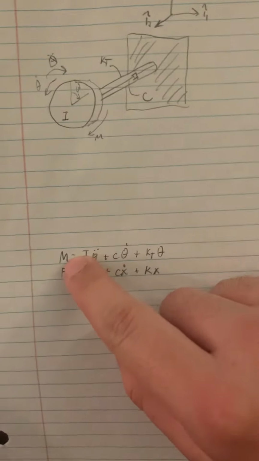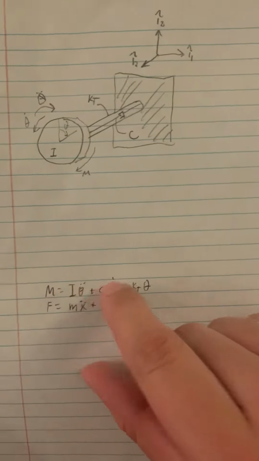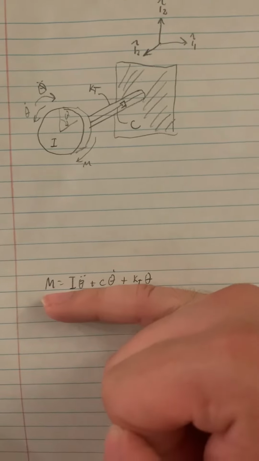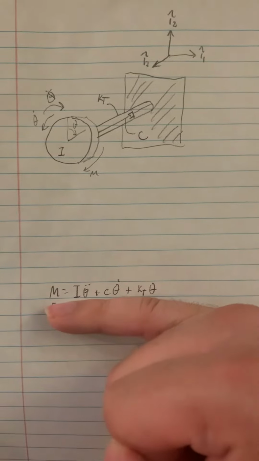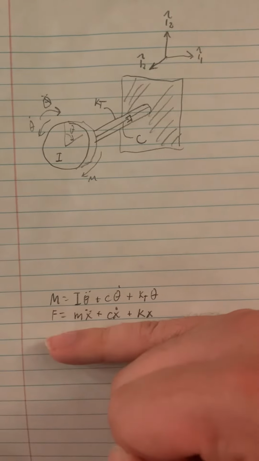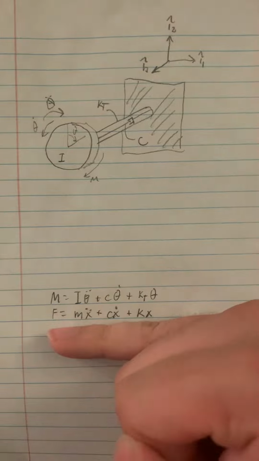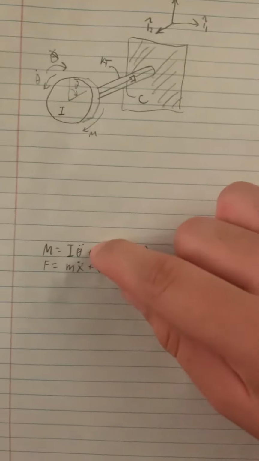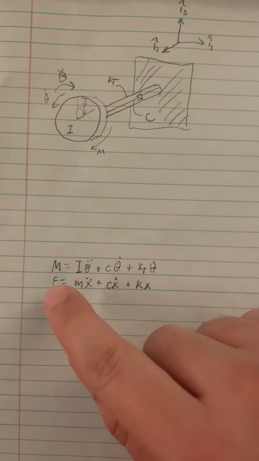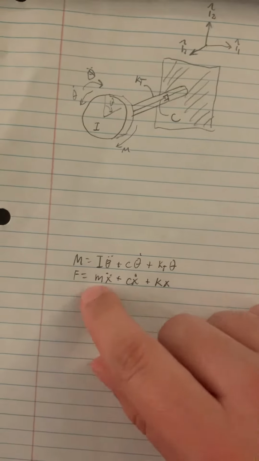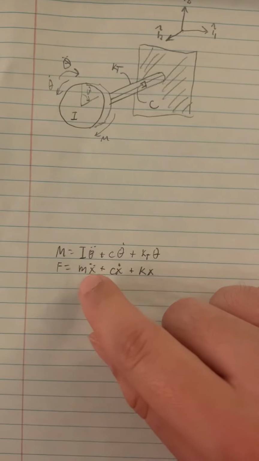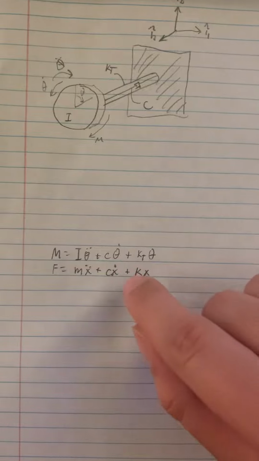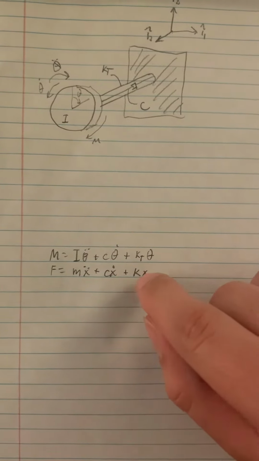Down here, we have our equation of motion for a rotating system. Without me even writing that, it should be fairly obvious that there are some similarities between our linear mass spring damper equation of motion and our rotating one. Whereas before, in our old system, we have a force equal to our mass times our acceleration plus our damping constant times the velocity plus the spring constant times our position.